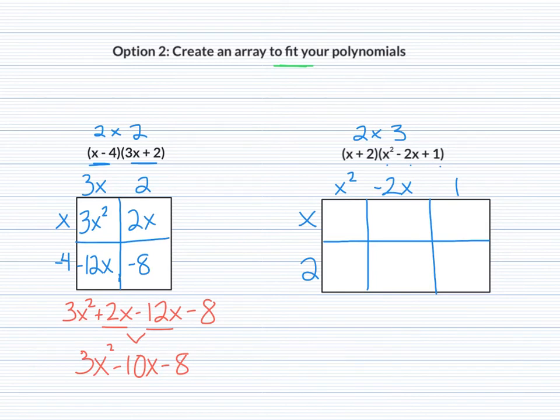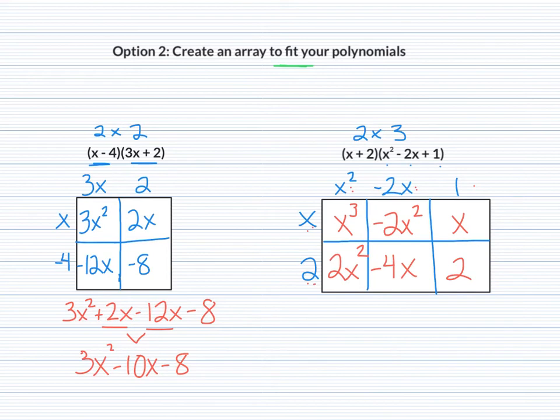So I'm going to multiply. Okay, x times x squared is x to the third. X times negative 2x is negative 2x squared. X times 1 is just x. 2 times x squared is 2x squared. 2 times negative 2x is negative 4x. And 2 times 1 is 2.